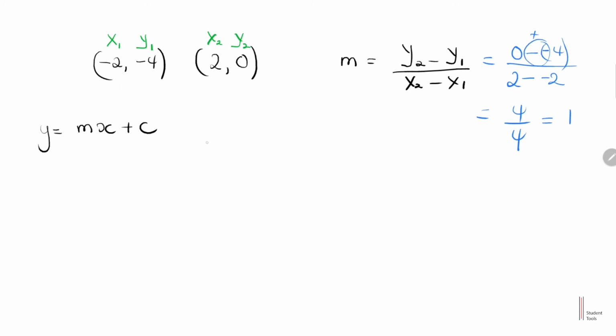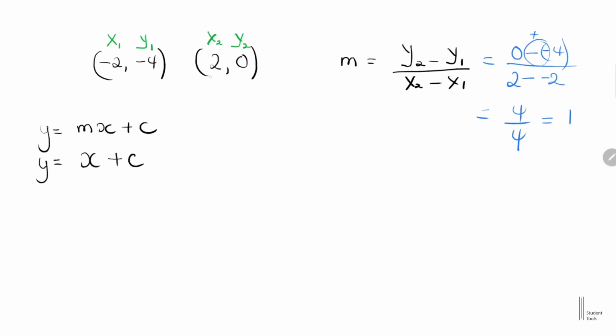So now we can write our equation like this and say y is equal to 1 multiplied by x. So we don't necessarily have to write the 1, but we write it as x. We know that it's there, but we don't write it. So it's y equal to x plus c. So now we are left with this c. We have to find the value of c. We will use one of the coordinates to find the value of c so that we can find the y-intercept, because c represents the y-intercept.